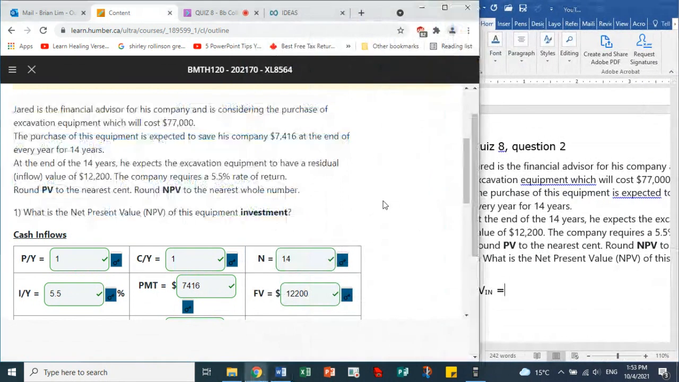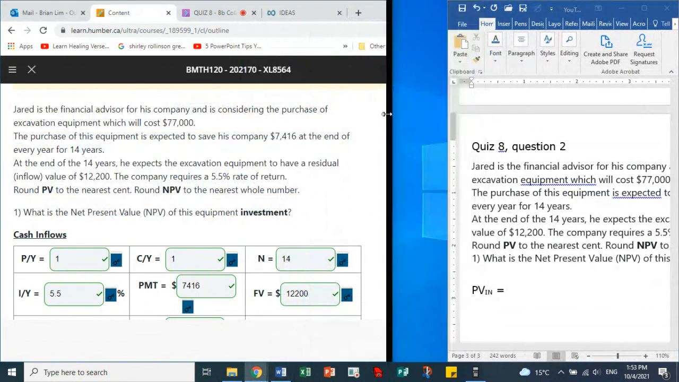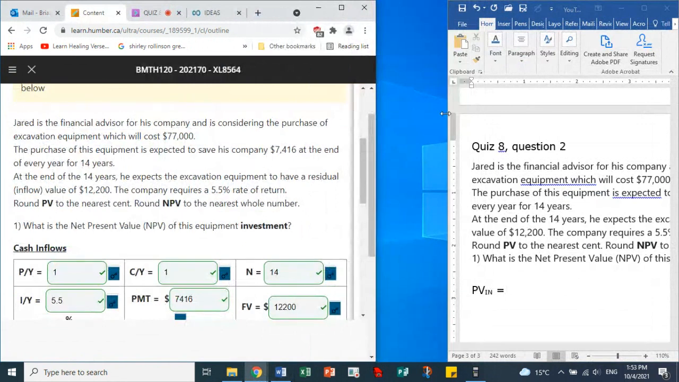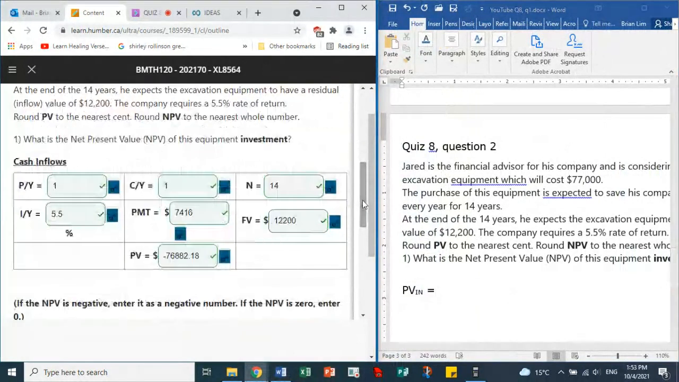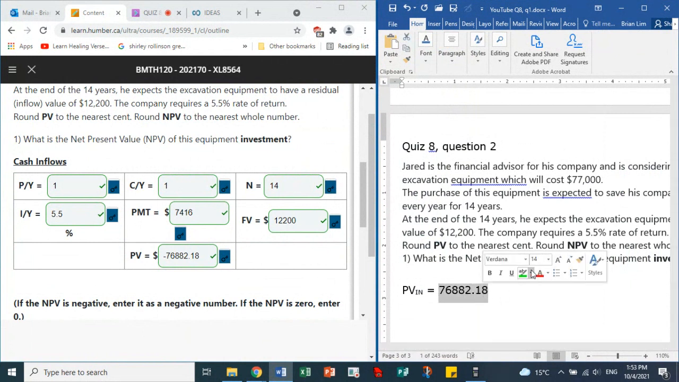So let's do a little bit more maneuvering. Maybe move that over a little bit. And then we move this in here. And we can see the two properly together. So PV in, let's just take the numerical value, 76,882.18. All right, so that is PV in. Okay, we haven't gotten to the present value out as yet, but that's part of the answer. So maybe we can put it in green.